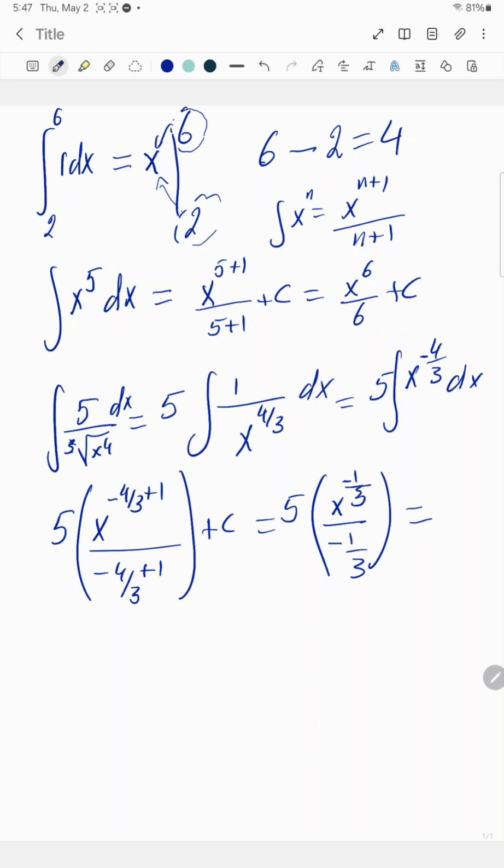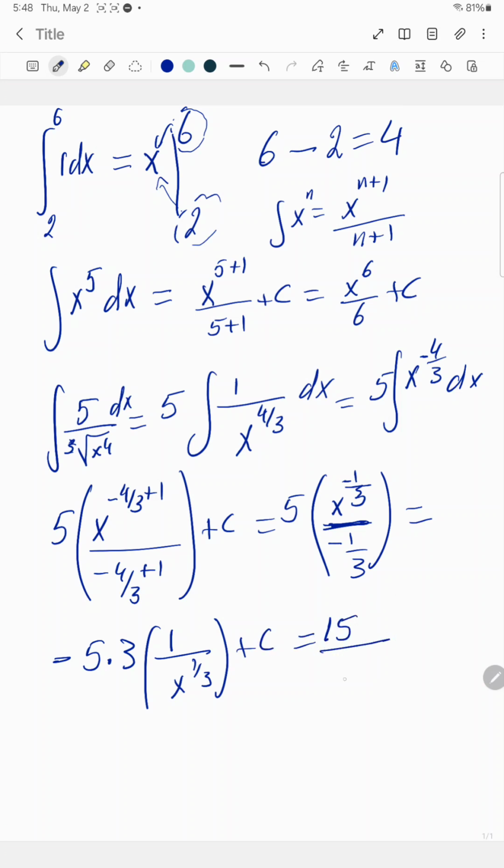Because of the division it becomes multiplication, but I have to flip minus 1 over 3. It becomes minus 5 times 3, and the x to the power minus 1 over 3 goes to the denominator and becomes x to the power 1 over 3, plus c. So 5 times 3 is 15 divided by the cubic root of x, plus c.